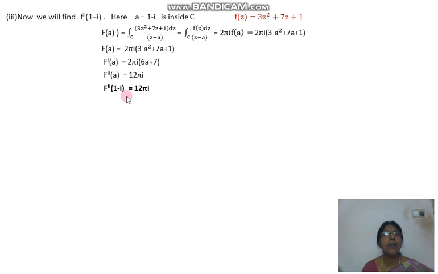Now what is f double dash 1 minus I? A is 1 minus I. Substitute here, f double dash 1 minus I, in place of a you put 1 minus I. If a were present we would substitute, but there is no a left; what we got is a constant. So whatever you substitute in place of a, it is constant. So f double dash 1 minus I is nothing but 12 pi I. It is 12 into pi I.